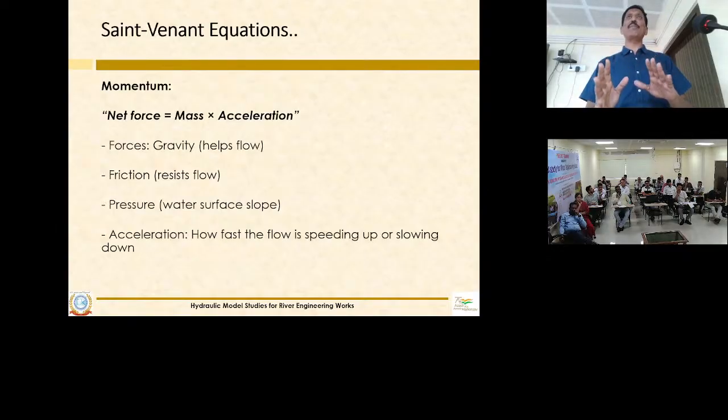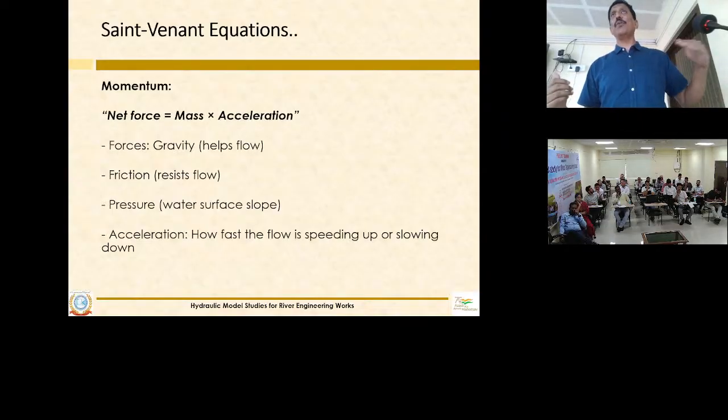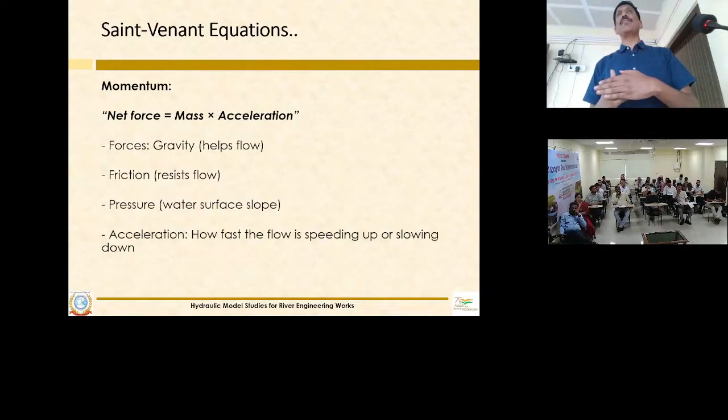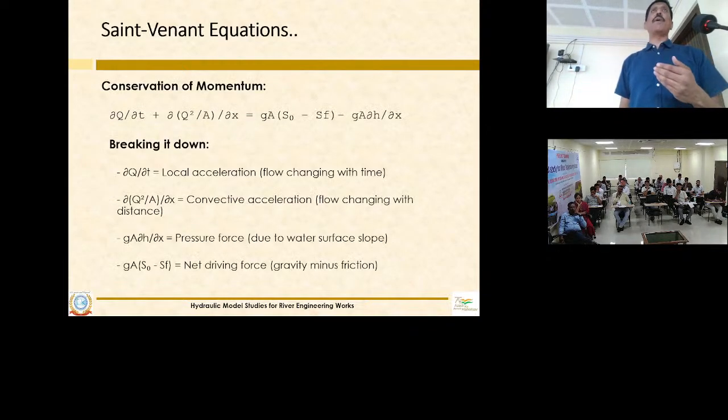So forces are basically the forces which are creating the flow. That is the gravity you are using for creating the flow, and second is a resisting force. So these are the forces. And acceleration: how the water moves from one part to another part, that is the acceleration part. There are two types of acceleration, local acceleration and convective acceleration.